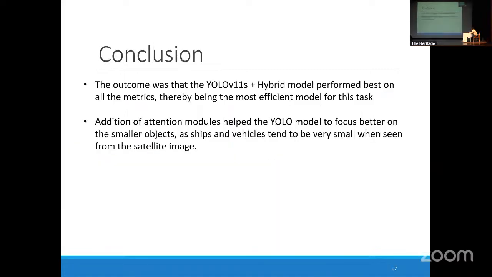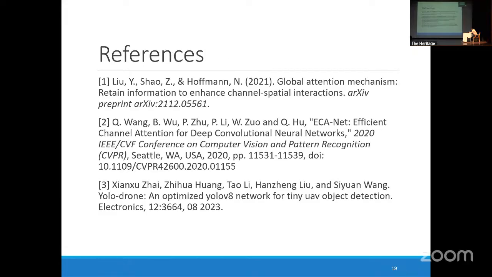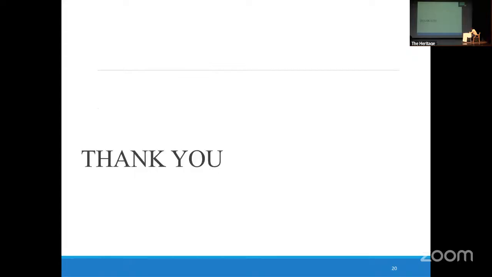And yeah, to conclude, the YOLO V11S hybrid model with the ECA and GAM modules performed the best. And for future scope, we plan to have the benchmarking models tested on this approach, since in this one, we have only used the SkyFusion dataset. And finally, we can use other attention modules, or we can try many different approaches to the same problem with the attention modules. These are the references used in this PPT. Yeah, thank you.